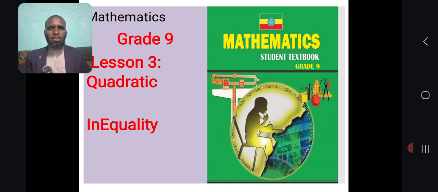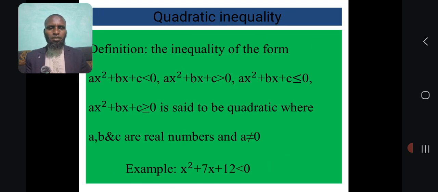Last time we tried to see and explain the Vieta's theorem. In today's lesson we will see quadratic inequality. We define a quadratic inequality as an inequality of the form ax squared plus bx plus c less than 0, greater than 0, less than or equal to 0, and greater than or equal to 0, where a is different from 0 and a, b, and c are real numbers.